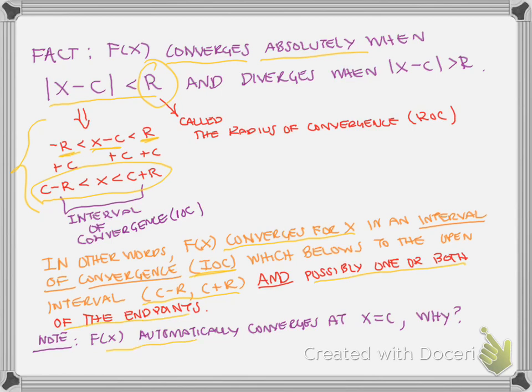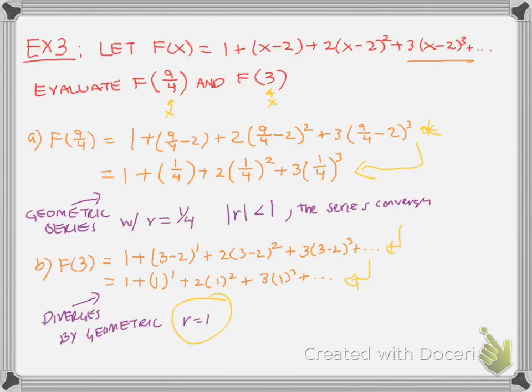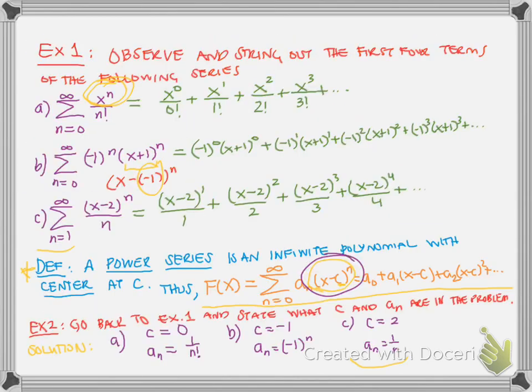Okay. f of x automatically converges at x equals c. Why is that? Why does it automatically converge at x equals c? If we go back to the original definition, and I know I have a lot of notation here, but notice if x is c, then what will you get? You'll get c minus c, which is 0, and everything will be 0. So it'll converge to 0.